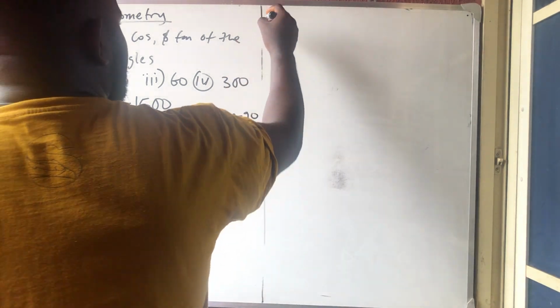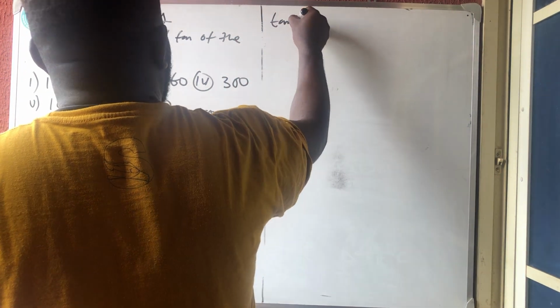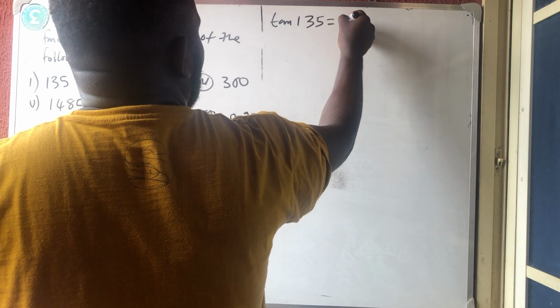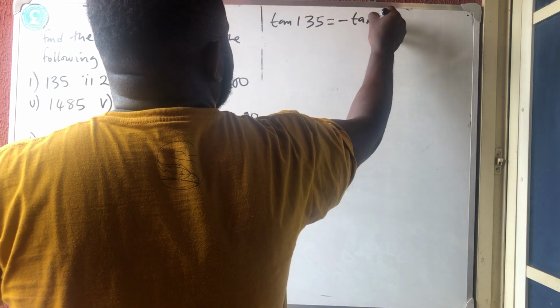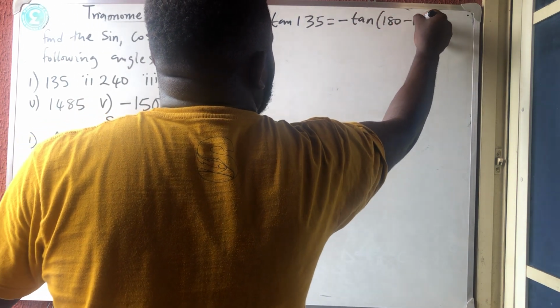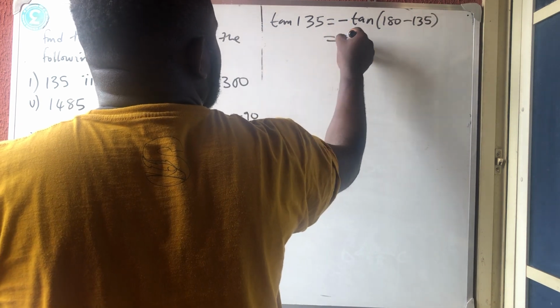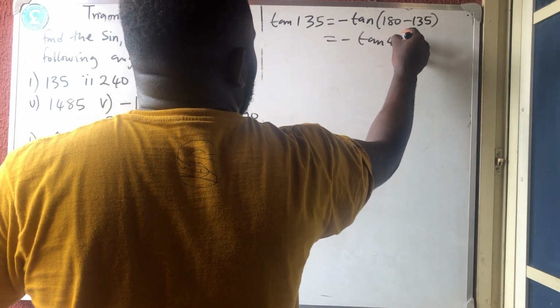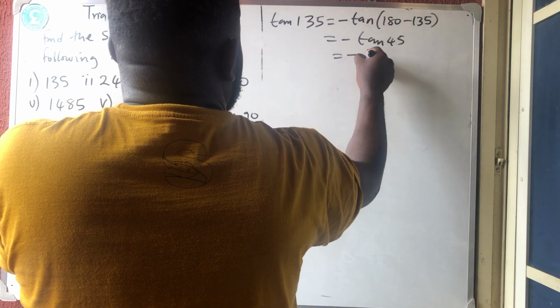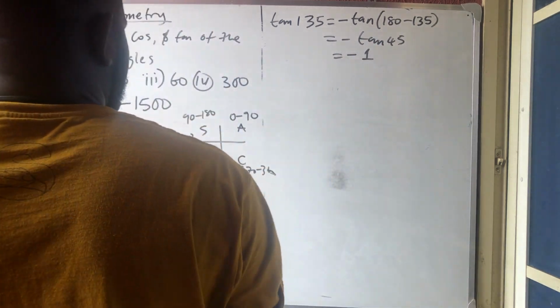But let me just do it this way. Tan 135. Tan is negative here. It will be minus tan of 180 minus 135. So I'm having minus tan 45. And tan 45 is 1. So, minus 1.